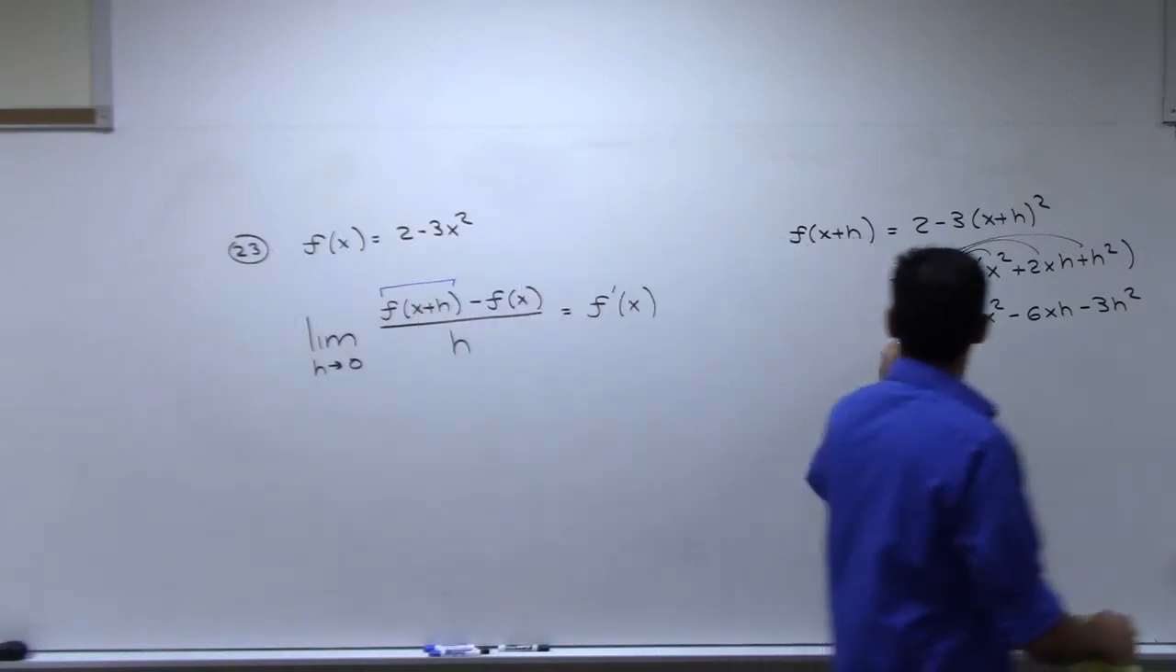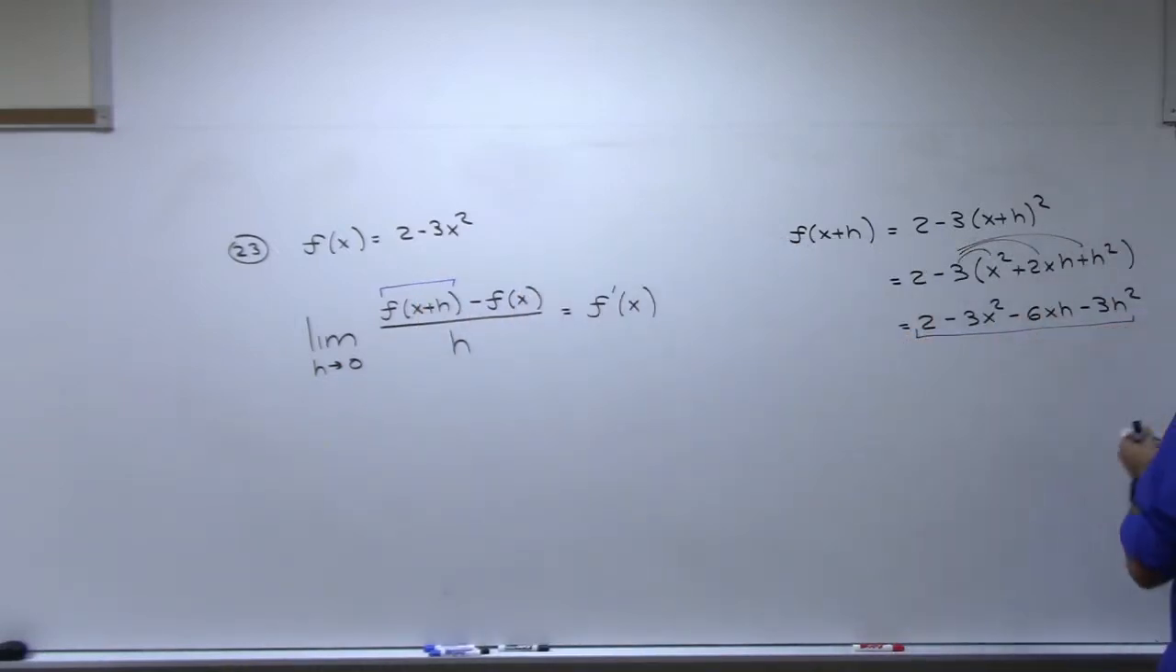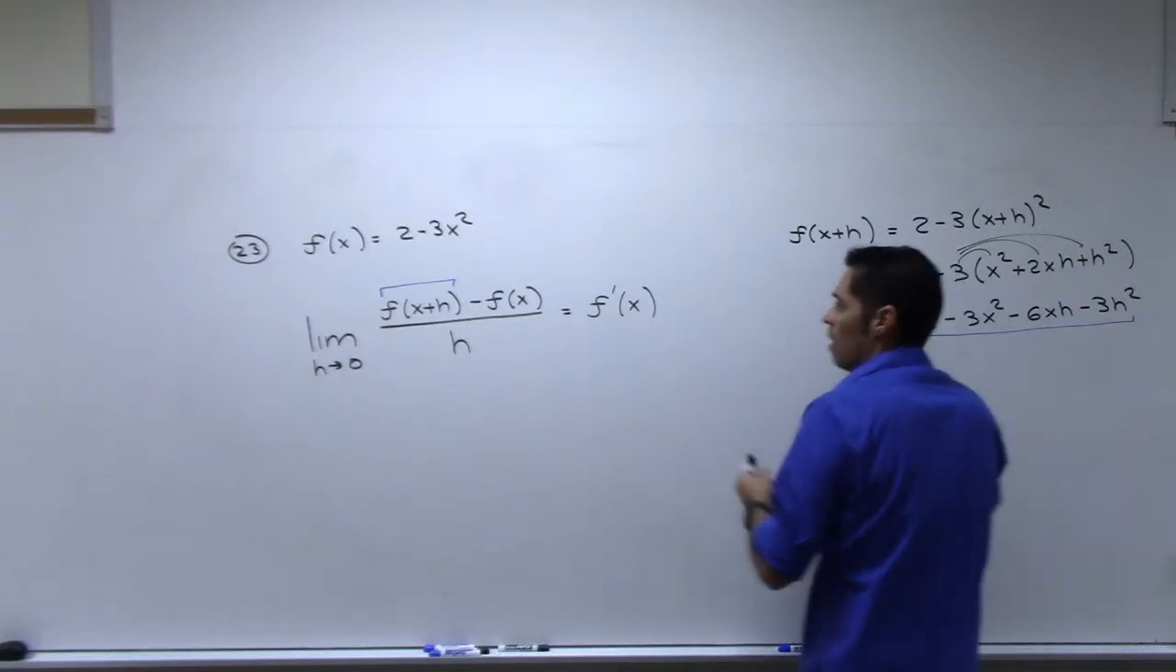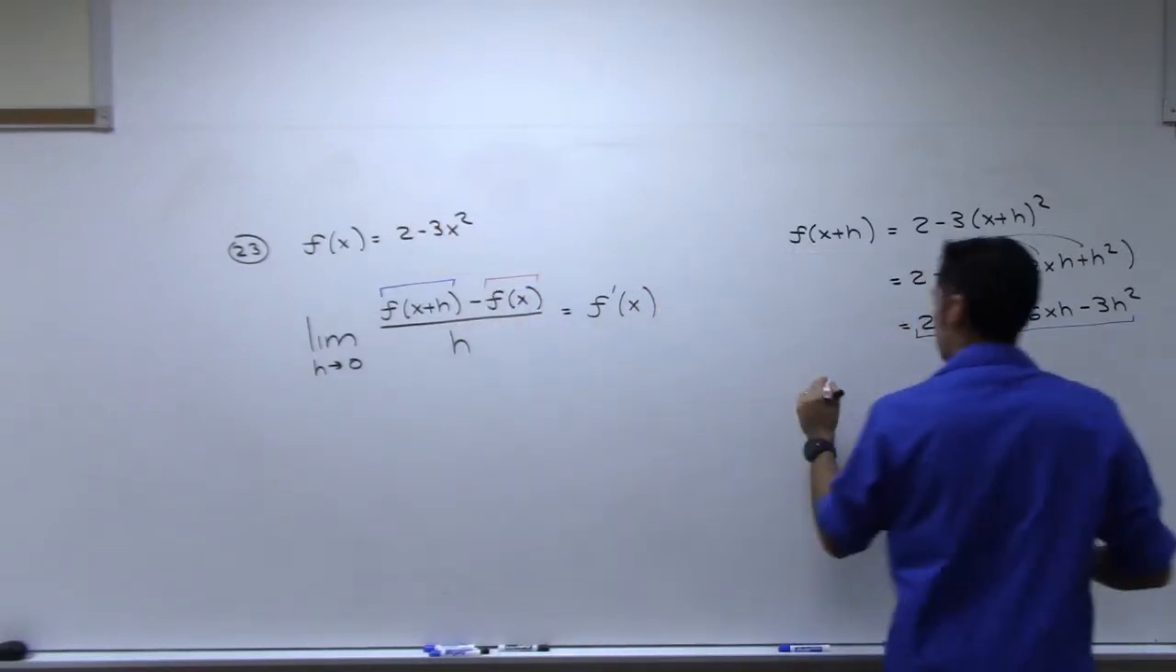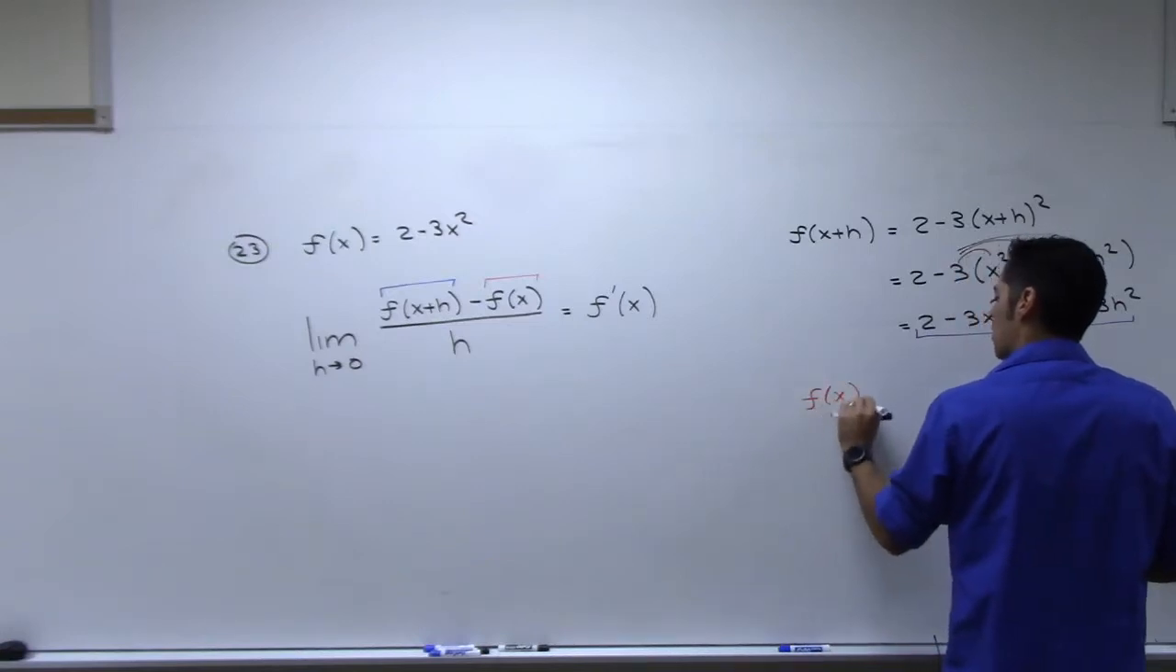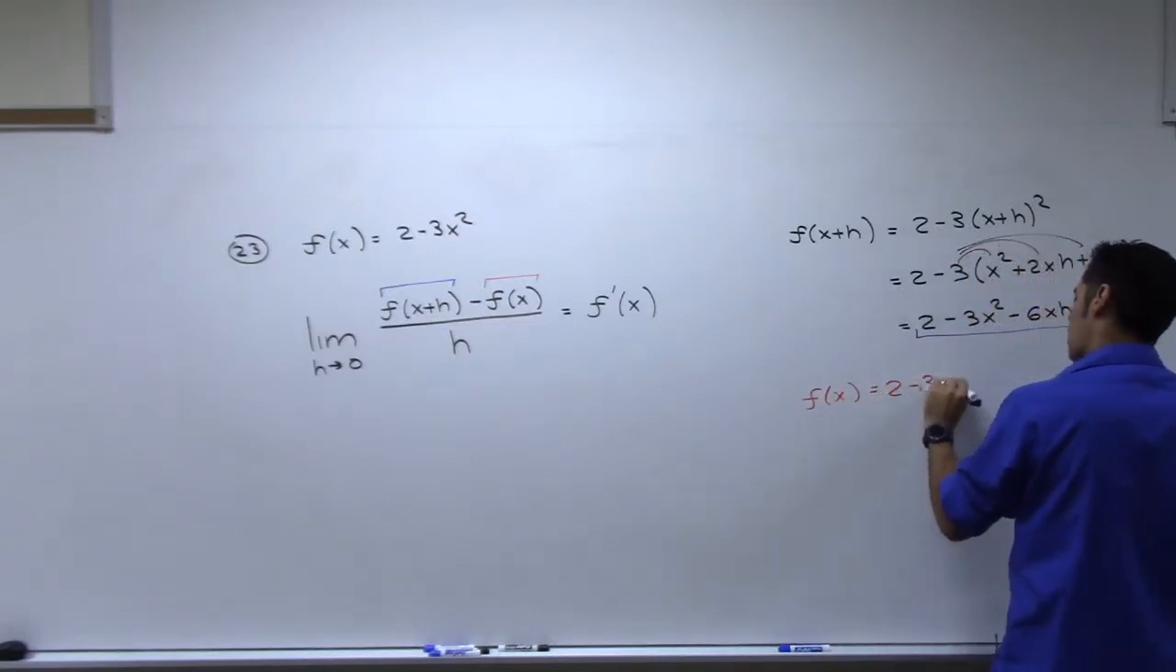That is all of this junk right here. Now, we need to know what f of x is. Well, f of x is just that, right? I mean, there's nothing to do here. F of x is just 2 minus 3x squared, okay?